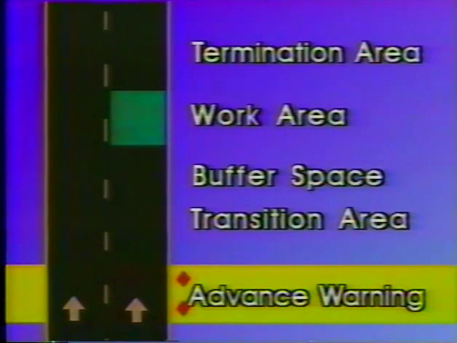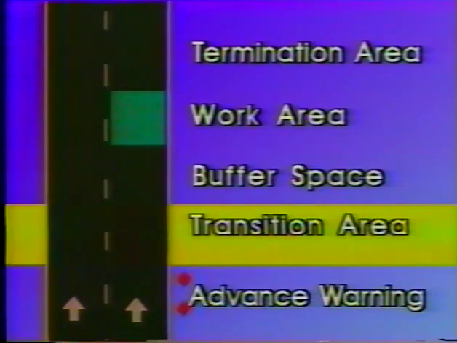First, there's the advanced warning area. This is where we warn drivers, primarily through the use of signs, that there's road work ahead and that they should prepare for unusual conditions. The next area is called the transition area. In this segment, drivers move out of their normal travel path and into one that's required by the work zone.